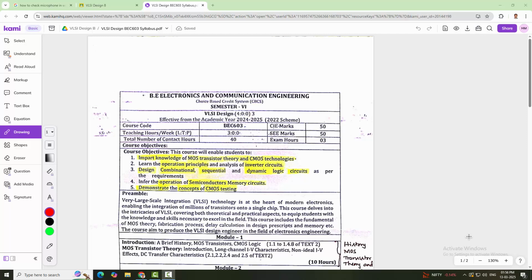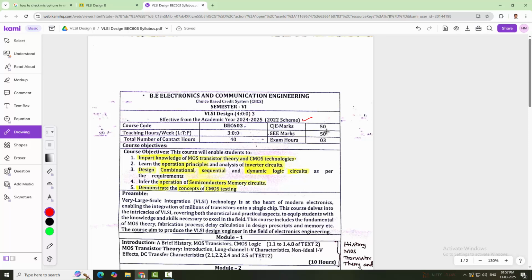This is for the academic year 2024-25 and offered for the 2024 scheme students. The course code is BEC 603, and the CIE marks, continuous internal evaluation marks, is going to be 50, and the teaching hours per week is 3 hours. The semester end examination marks is going to be 50 marks.